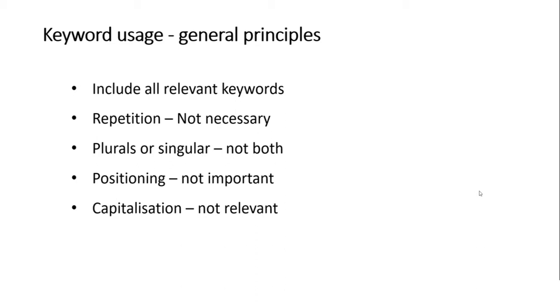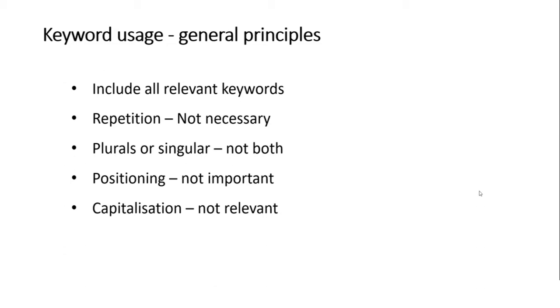If a keyword is not included in a listing, it cannot appear for a search for that keyword. You should therefore include all relevant keywords in the copy. Repetition is not necessary and does not benefit. There is no need to keyword stuff, that is, have a keyword more than once, if that does not add to the description. It is not necessary to include both plurals and singulars of a keyword. So, for example, you don't need to include iPhone and iPhones if that does not add to the description.